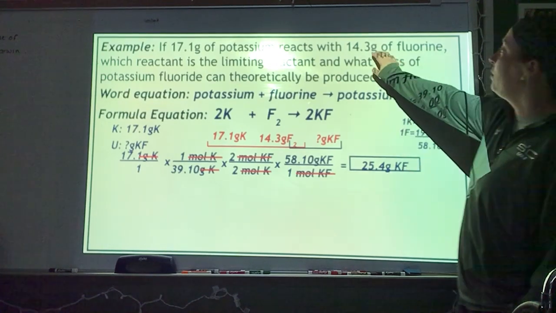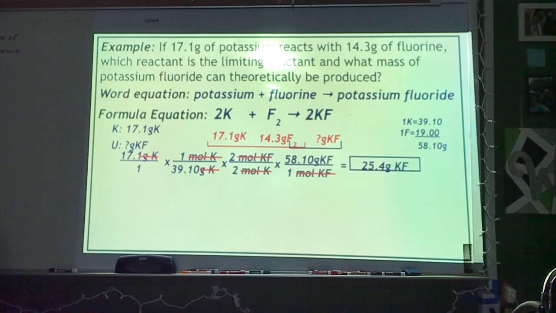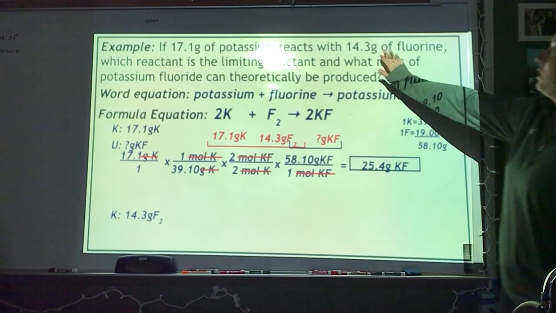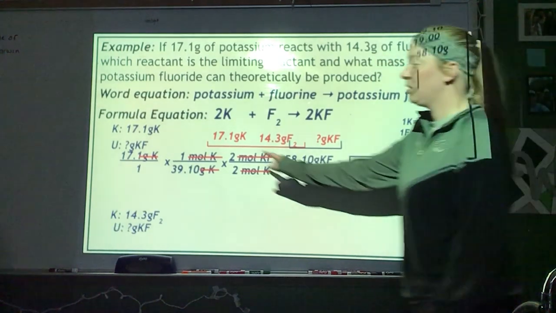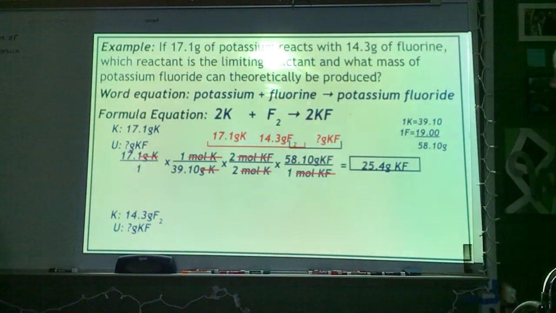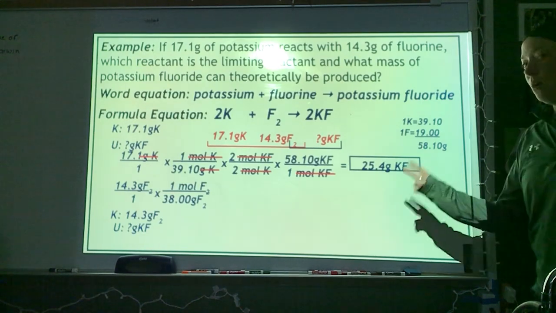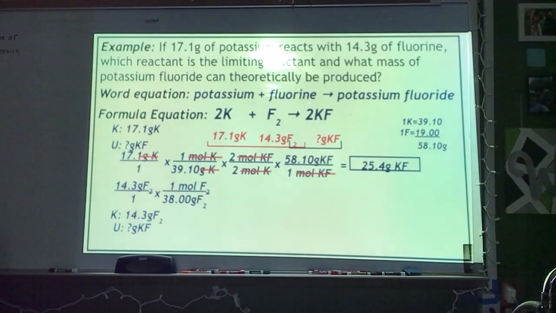Now I have another known. So I have to do it again so I can compare my 2 reactants to see what is my limiting reactant. So I start with my other known, which is 14.3 grams of fluorine. Our unknown stays the same. So this is not going to change. So this will be the same for both problems. Start with what we know, our 14.3 grams. Convert from grams to moles. And again, we look up fluorine, multiply that by 2 because of our subscript here to get 38.